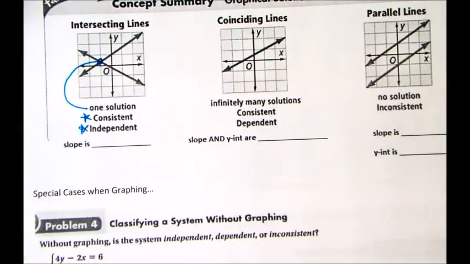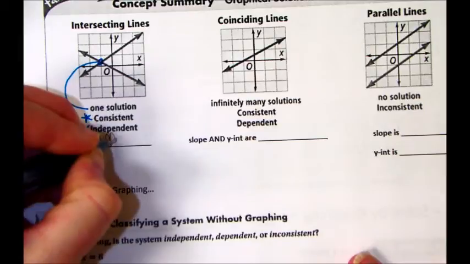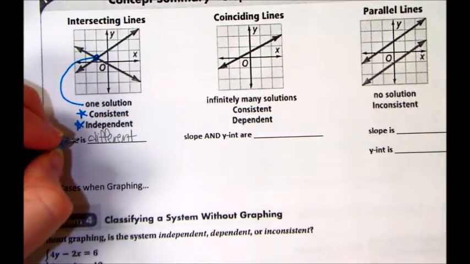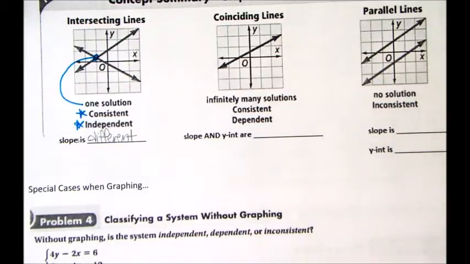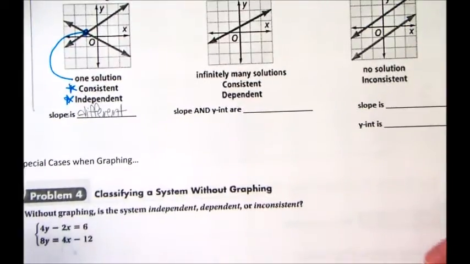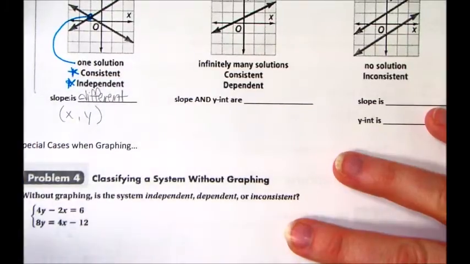So how can you tell if something is consistent and independent? Well, the slope is different. If you have different slopes, I should have done plural there, and they're different, they're going to cross. End of story. Okay? So it would have one solution. There would be an x, y solution.